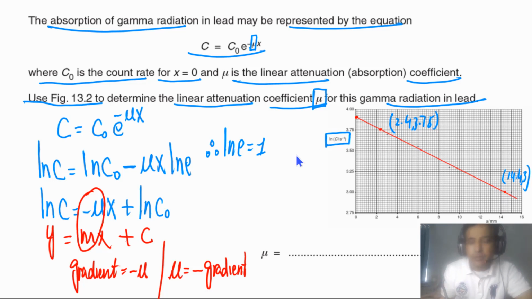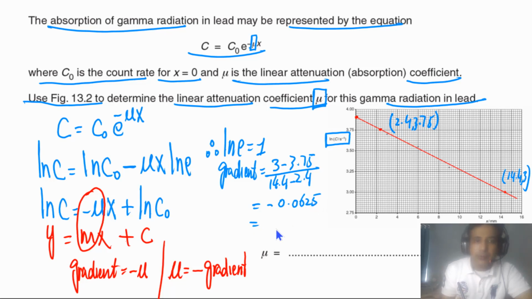Now we need to calculate the gradient. First of all, we have 3 minus 3.75, divided by 14.4 minus 2.4. If we solve this, we will get negative 0.0625, and to 2 significant figures we can write this as 0.063. So this is the gradient, and it is negative.